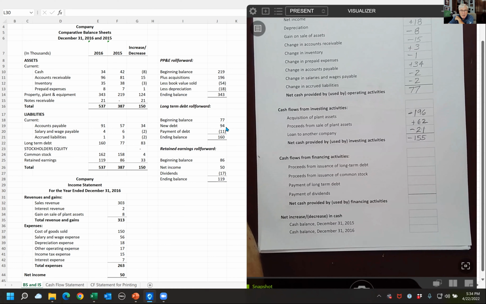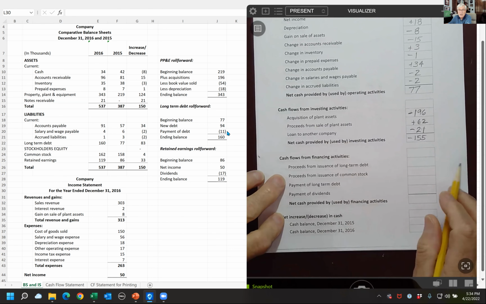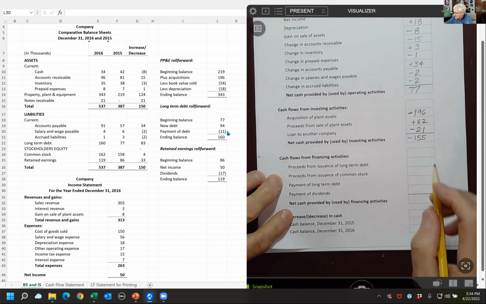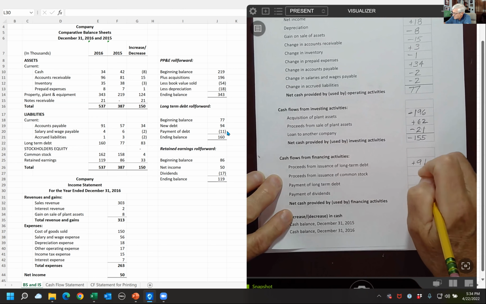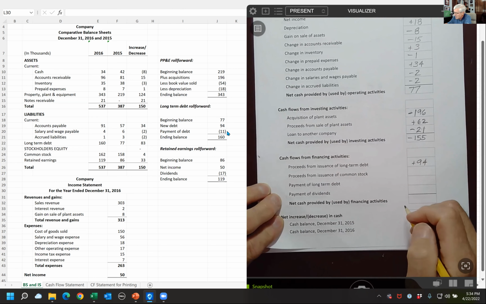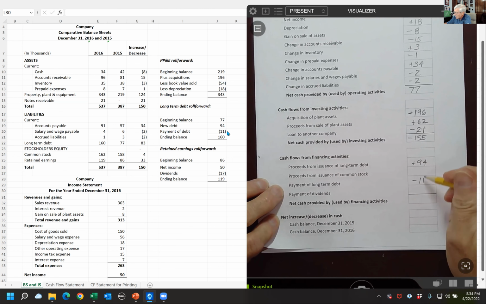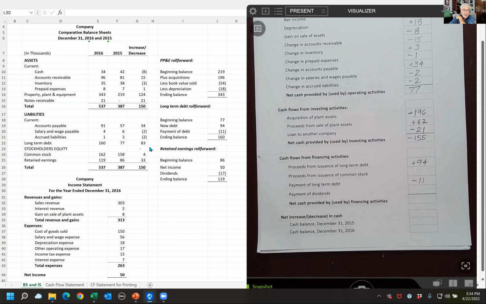Let's come over to our supplemental information. That's 77 to 160. 94 was from new debt, and then we paid off some old debt, maybe at a high interest rate. So proceeds from issuing new debt plus 94, minus the payment of long-term debt, plus 94 minus 11. That's an $83,000 difference. And now we've accounted for that $83,000 difference that's on the balance sheet. Every change on the balance sheet is going to end up somewhere over here on the cash flow statement.